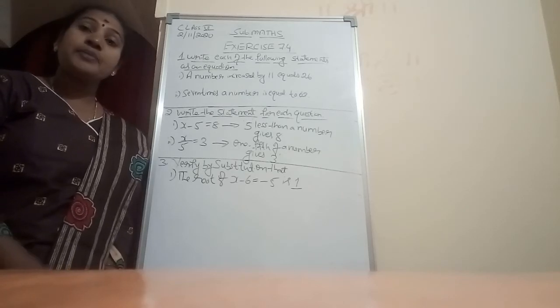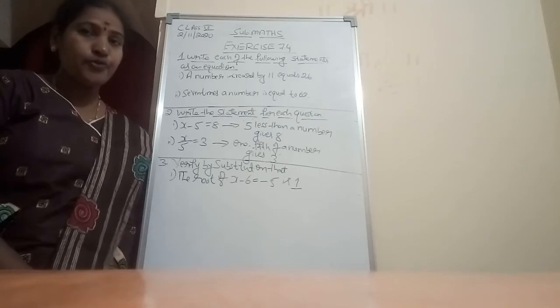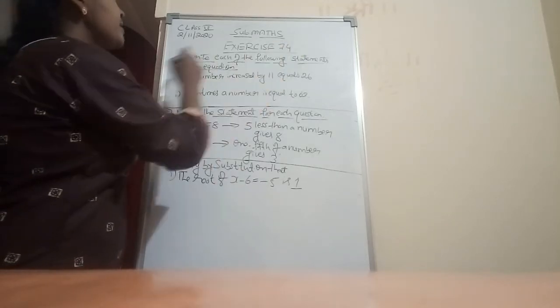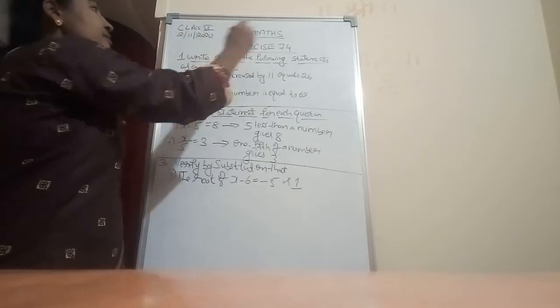Okay. Today let me explain exercise number 7.4. Here I have written for you: write each of the following statements as an equation. That is exercise number 7.4.